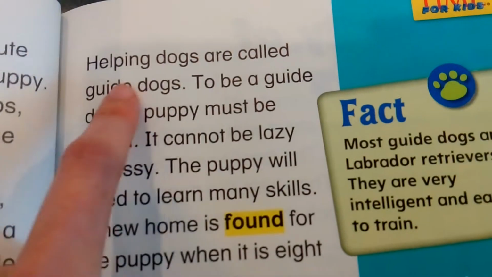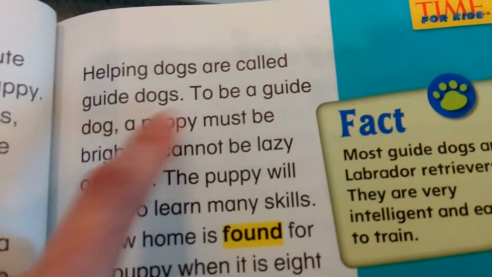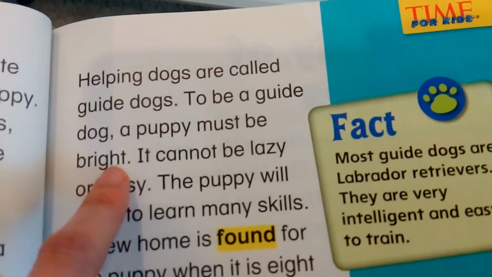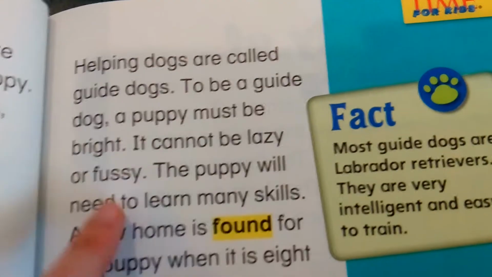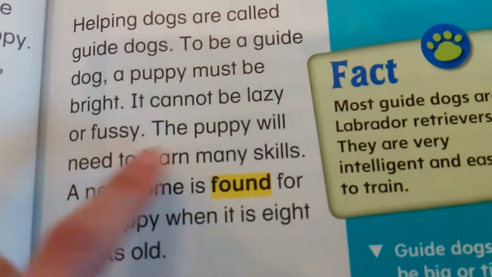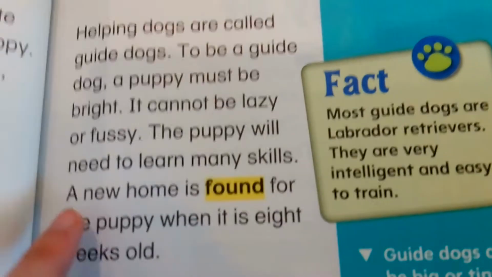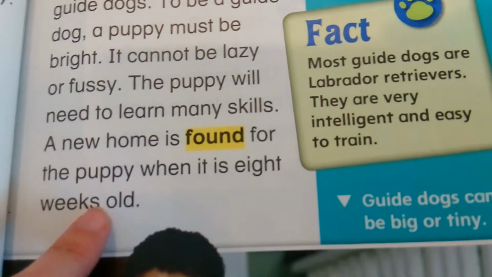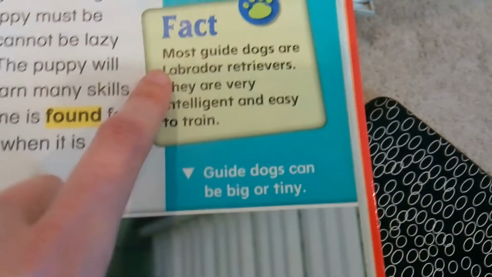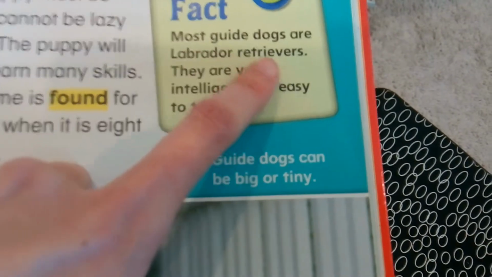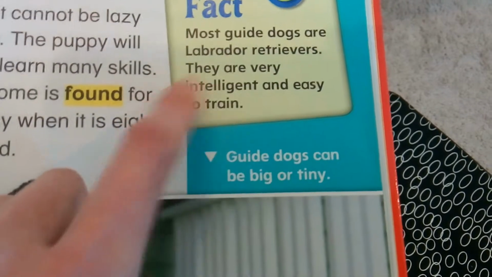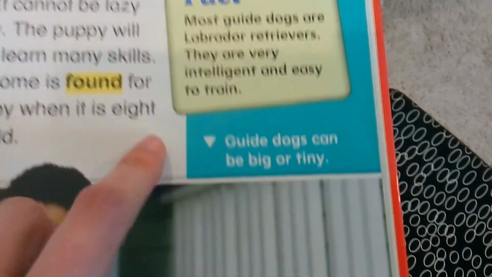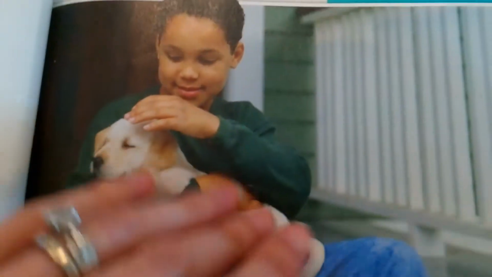Helping dogs are called guide dogs. To be a guide dog, a puppy must be bright. It cannot be lazy or fussy. The puppy will need to learn many skills. A new home is found for the puppy when it is 8 weeks old. Fact: most guide dogs are Labrador retrievers. They are very intelligent and easy to train. Guide dogs can be big or tiny.